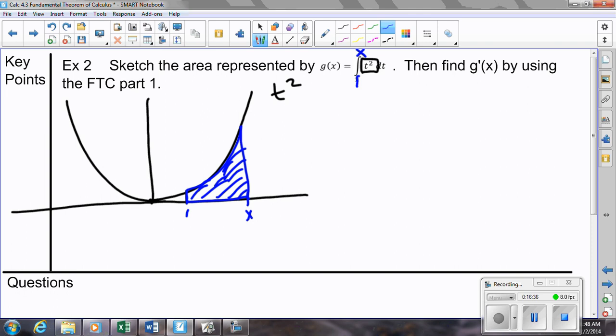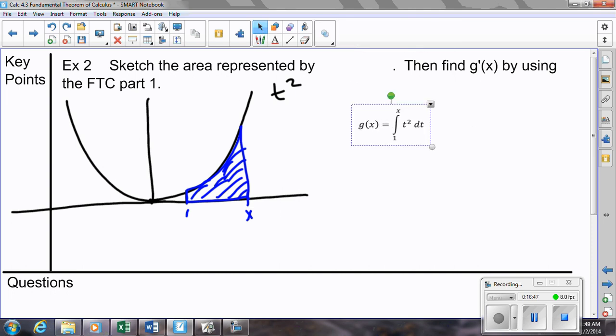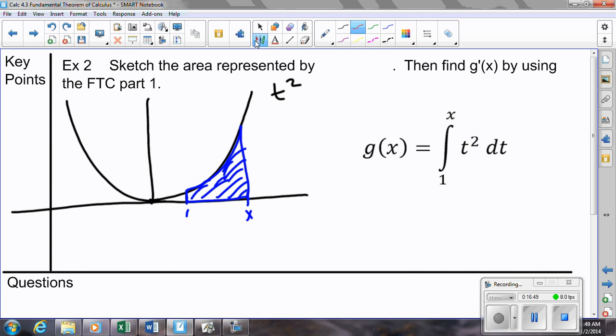Now that we have this part, let me erase. Now that we know we have g of x equals this, what is g prime of x? Not t squared, x squared. We do wind up having the change of variables. But there we go, we're done. We have our derivative.